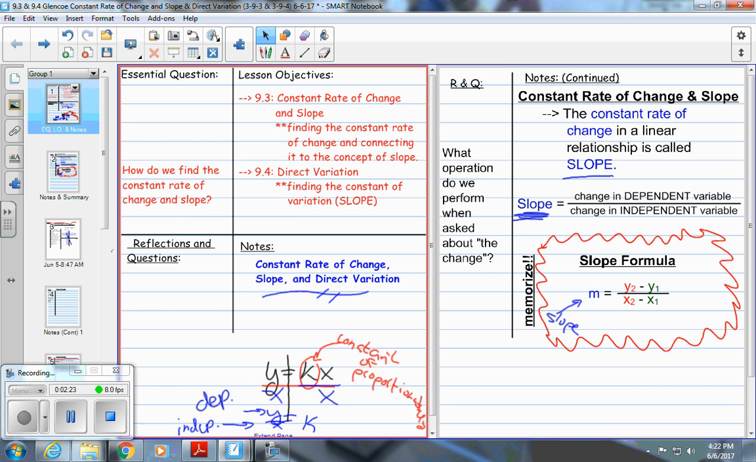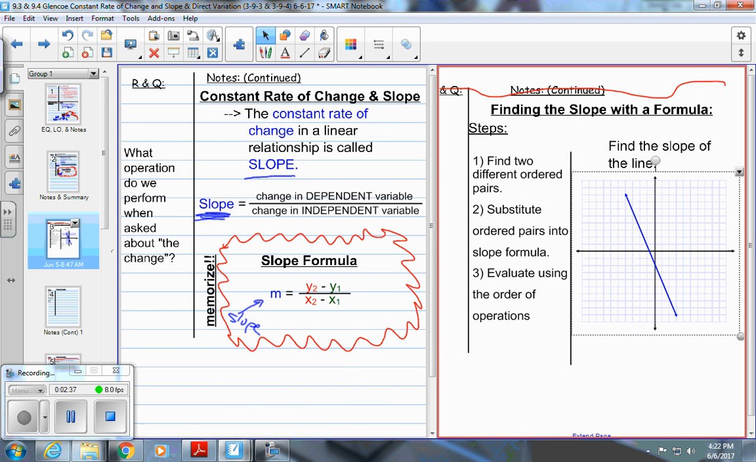This formula looks a little complex with its subscripts, those little 2's and little 1's. Remember, those are little and below. They're not a part of our formula. They're going to tell us how to place our ordered pairs there. So let's jump into a problem and see how we do this.